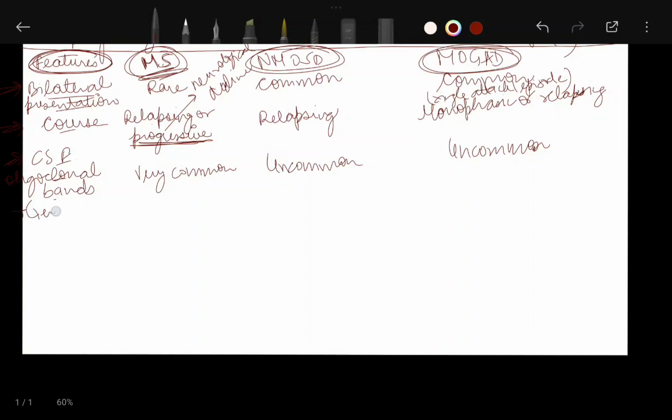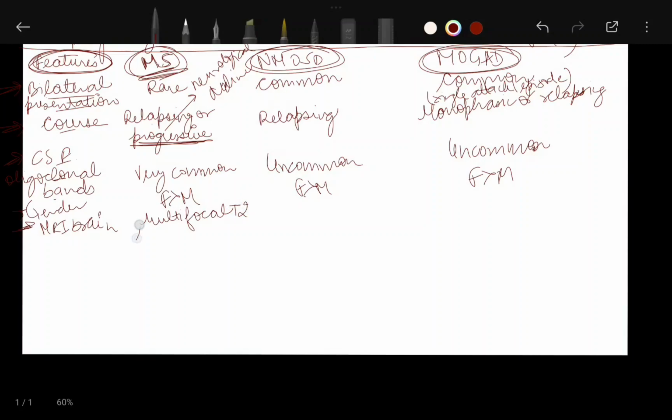Now gender. All these neurological diseases are more common in females as compared to males. Now the MRIs. First of all, the MRI of the brain. In case of MRI of the brain, multifocal. We had seen those finger-like projections. We can also draw some finger-like projections. We can also call it multifocal.